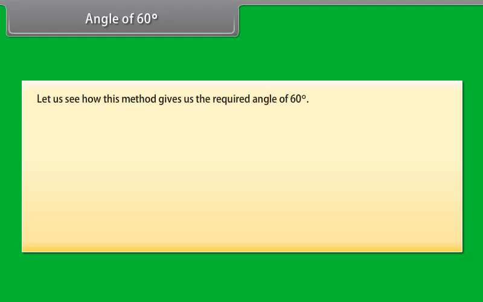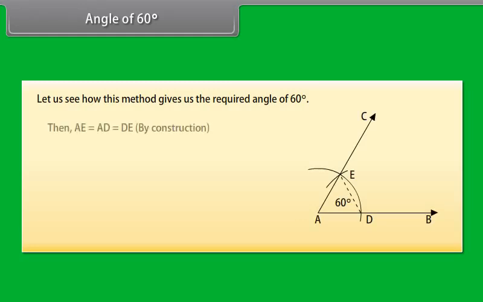Now let us see how this method gives us the required angle of 60 degree. Join DE. Then by construction, AE is equal to AD, which equals DE.